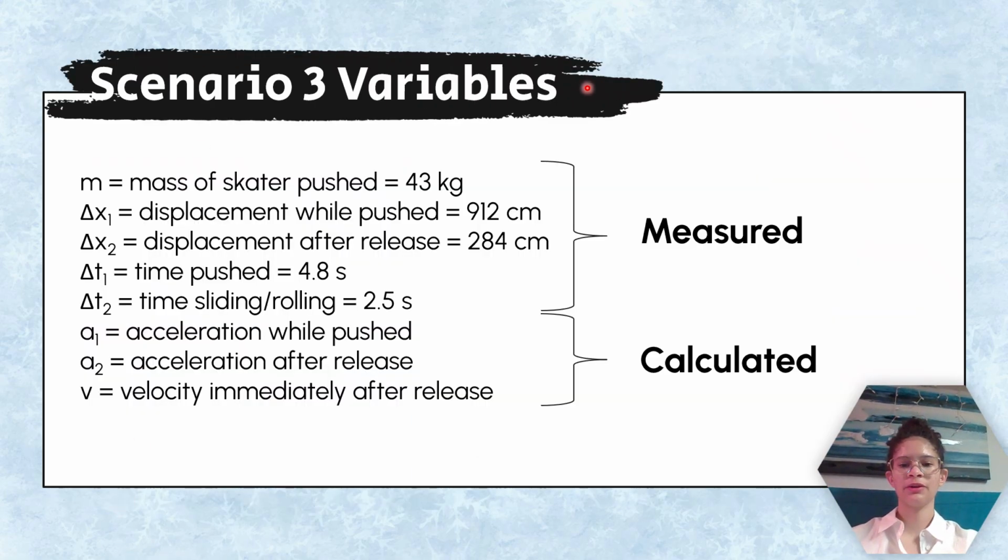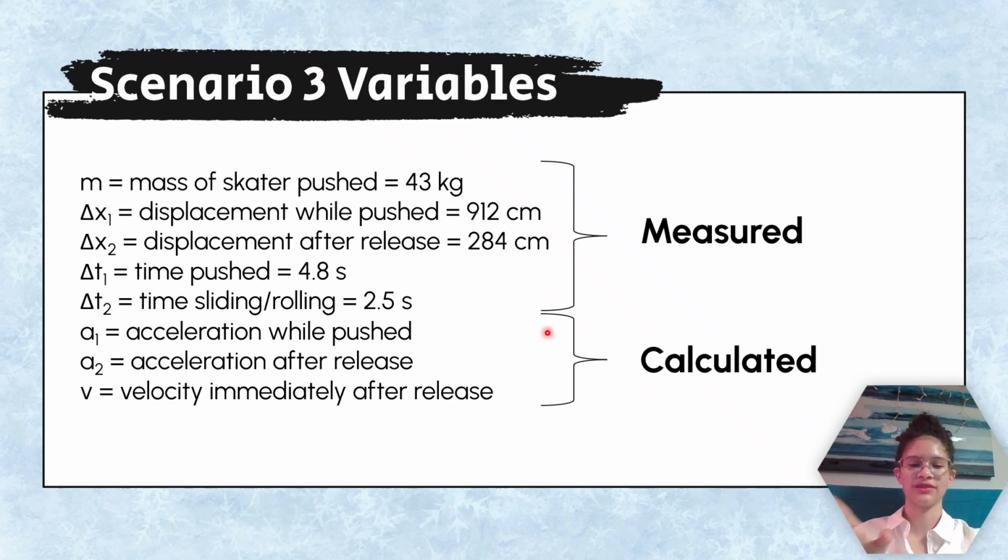Variables for scenario 3. Once again, we have our measured variables and our calculated variables. We have the mass of the skater pushed, we have the displacement while they're being pushed, and the displacement after they're released. Anything with subscript 1 is while they're being pushed, subscript 2 after release. The time that they're pushed, the time that they spend sliding or rolling, and then the calculated variables are acceleration while pushed and after released, and the velocity immediately after release, which functions as the initial velocity for the second period, final velocity for the first period. And then you start and end at 0 either way.